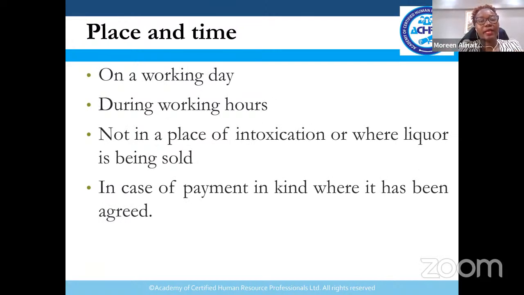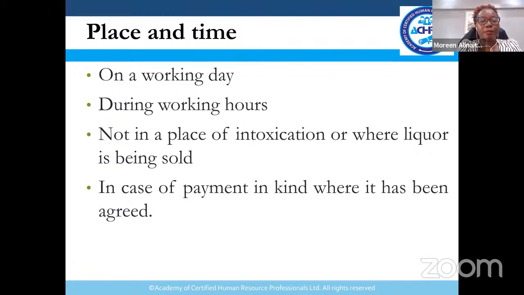We move on to the place and time of payment of salary. Where can you pay salary and when can you pay salary? You must pay salary on a working day. If your company works from Monday to Saturday, you must pay salary between Monday and Saturday. You cannot pay salary on Sunday if Sunday is not a working day, okay?